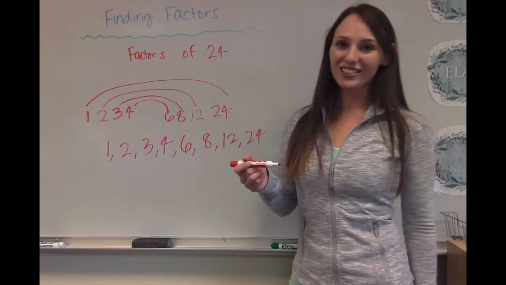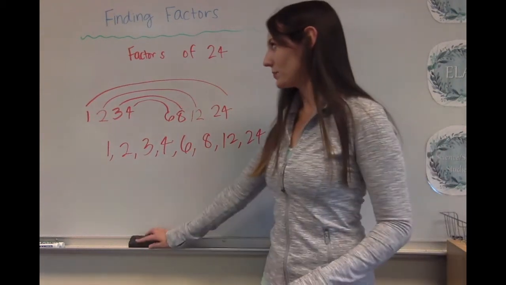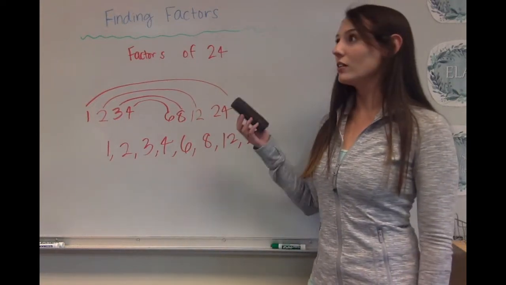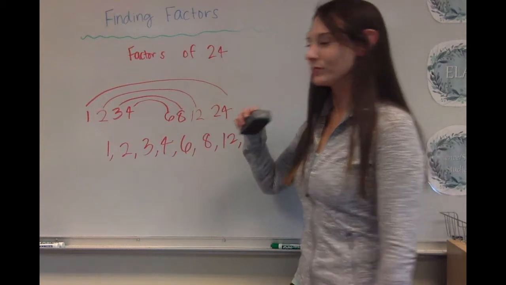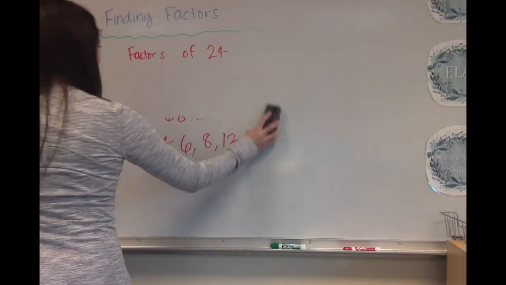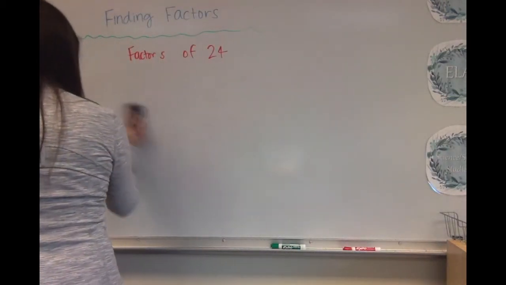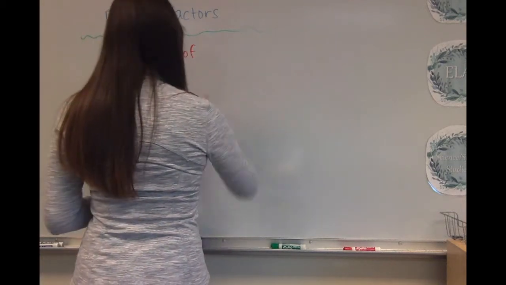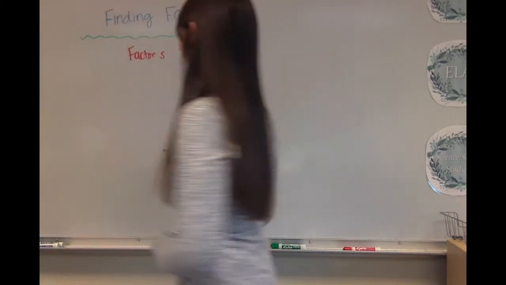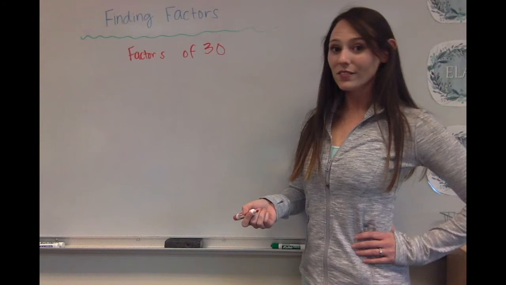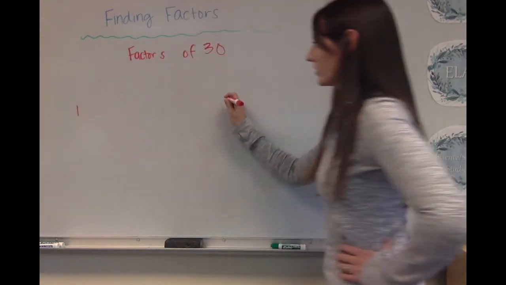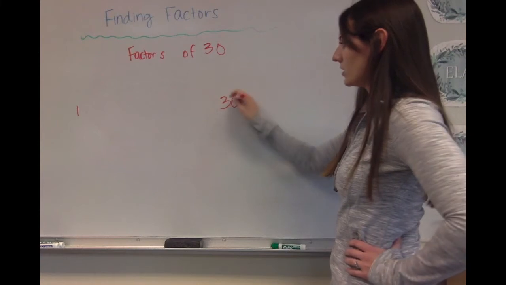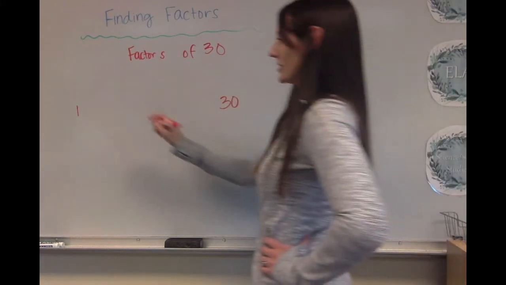Okay, so let's start on our next and last problem. It's going to be the factors of 30. So make sure you get this written down on your paper to start while I erase up here. Okay, so factors of 30. The very first 2 factors are going to be 1 and 30. And I have a nice big space here, and I'll make my first line to connect.